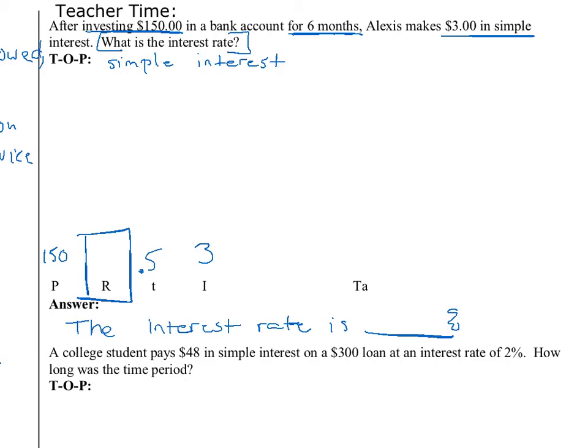So in this case, we're not given the total amount, but I don't need the total amount because I have the equation over here. 150 times R, my interest rate, times 0.5 is equal to 3. Now all I have to do is solve the equation.